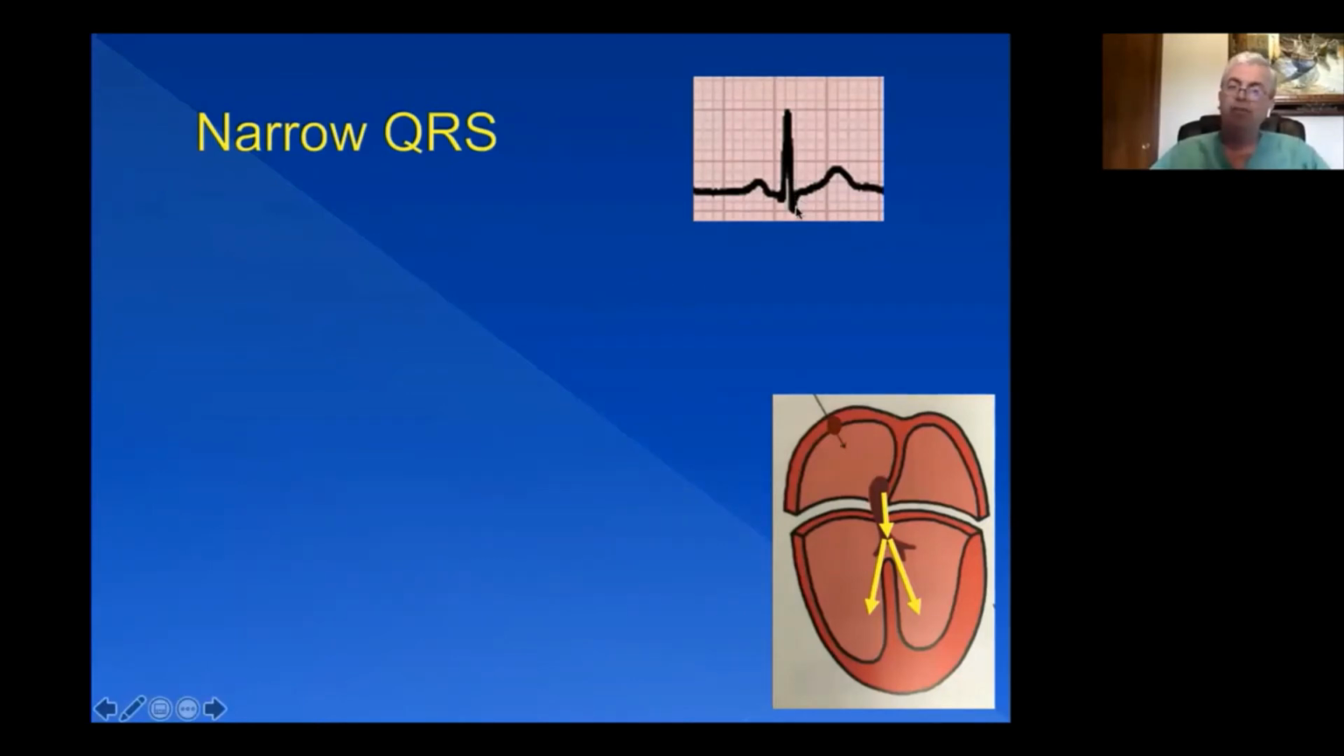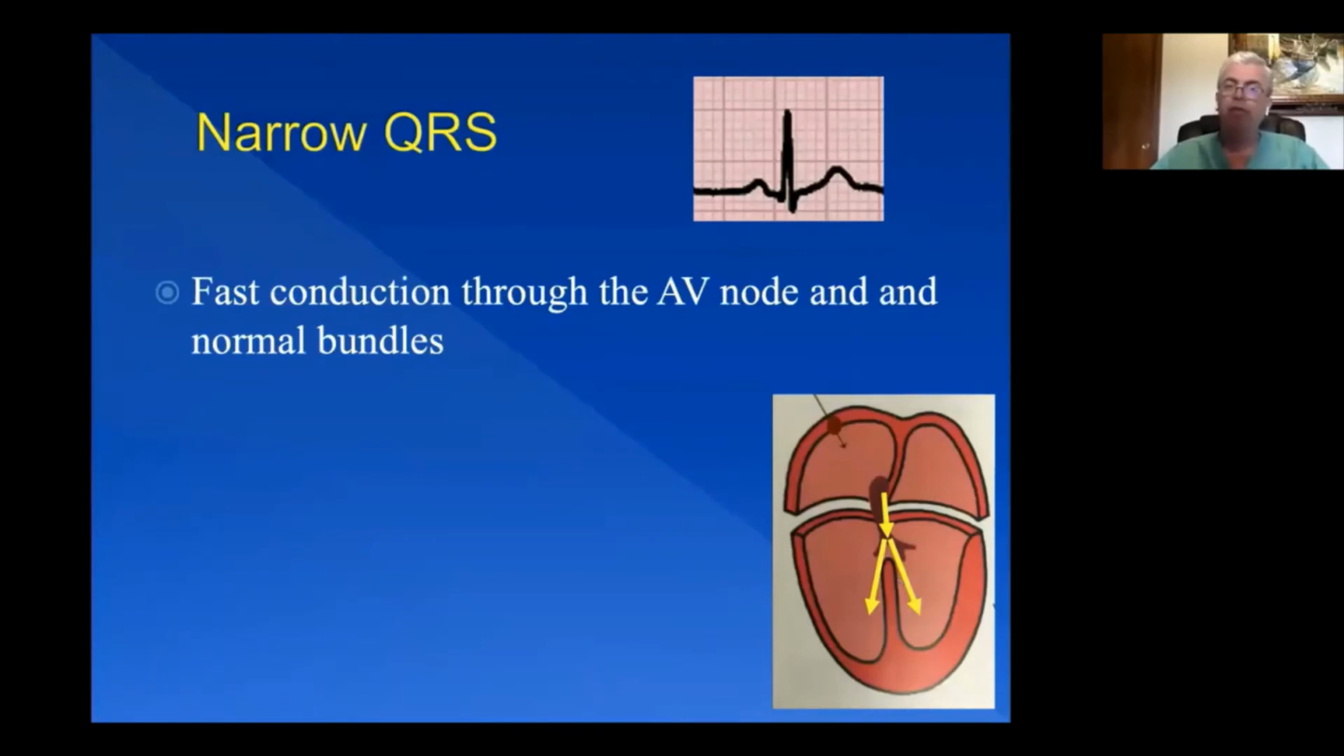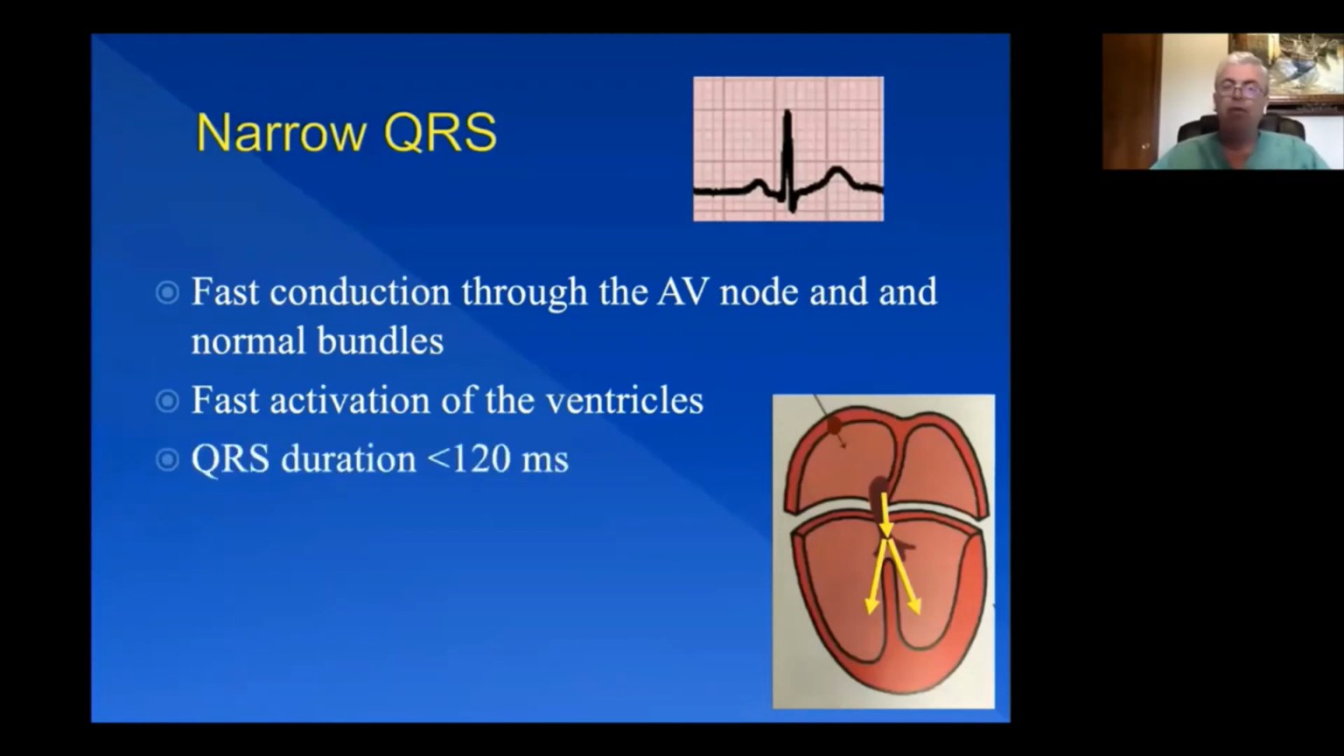To activate the ventricles fast, the impulse has to come down from the AV node area, down both bundles very fast. Think of the bundles as a highway. You go really fast down that highway. And to go down both bundles to activate the ventricles at the same time and finish the QRS in a short time, you have to come down from the AV node, down both bundles. So with a narrow QRS, you have fast conduction through the AV node and the normal bundles, fast activation of both ventricles, and the QRS duration is certainly less than 120 millisecond. Normal is 100 or less. Again, less than 120 is still considered narrow for all practical purposes.